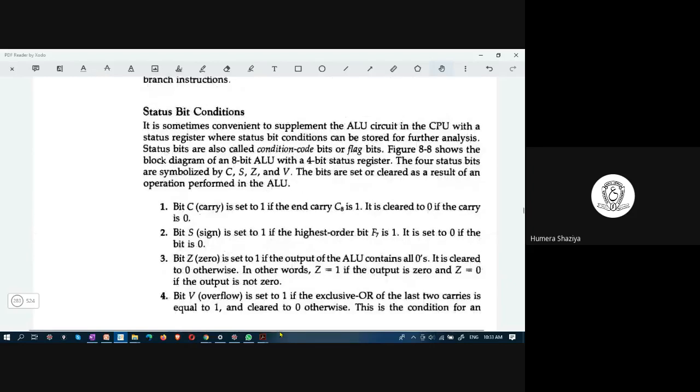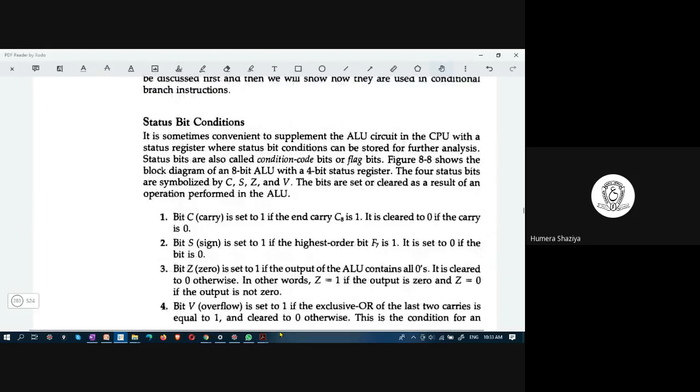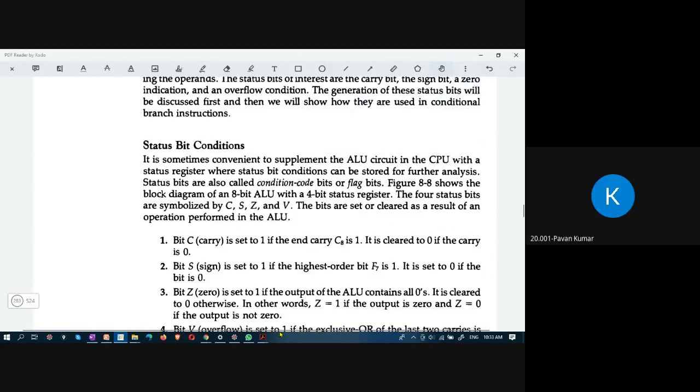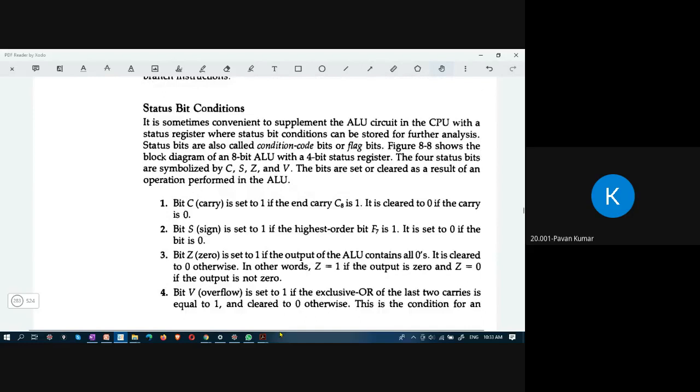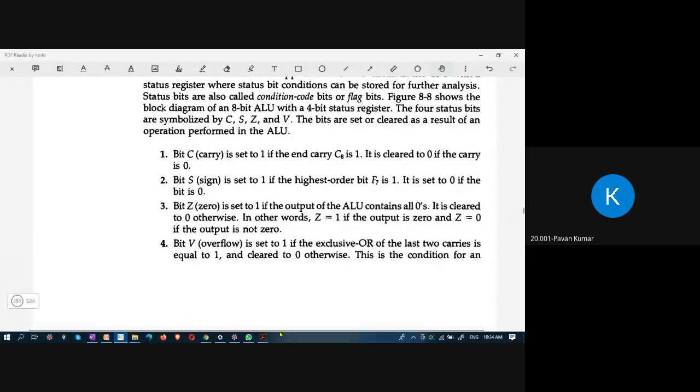And what are status bit conditions? What is the need of status bit conditions? In the previous examples, they are used to show whether the number is positive or negative, or whether there is an extra carry. Very good. These are also known as condition code bits or flag bits. Here you can see bit C, carry, is set to 1 if carry C8 is 1. It is cleared to 0 if carry is 0.